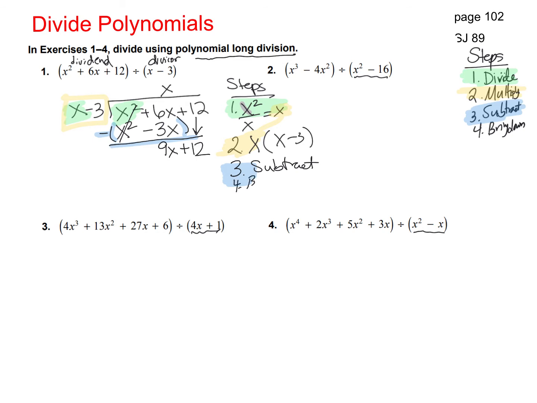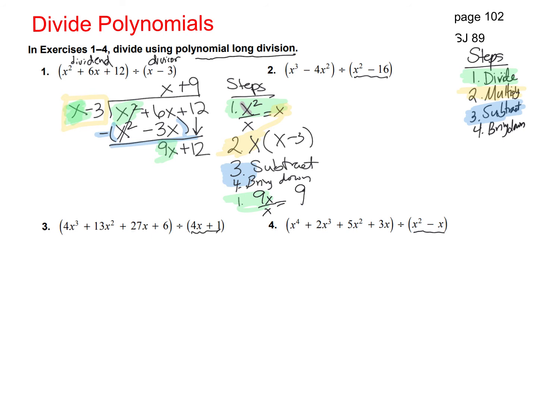So I'm going to divide 9x by x. That's my next step. Start back over since I could bring something down. 9x divided by x is positive 9. Don't forget to put that answer, positive 9, above its like term in the dividend, so plus 9.